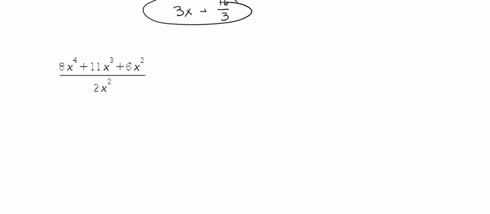And we'll do one more. Here we have a trinomial, so I'm going to put each term of the numerator over the same denominator, right? So I have 8x to the 4th over 2x squared, plus 11x to the 3rd divided by 2x squared, plus 6x squared divided by 2x squared.